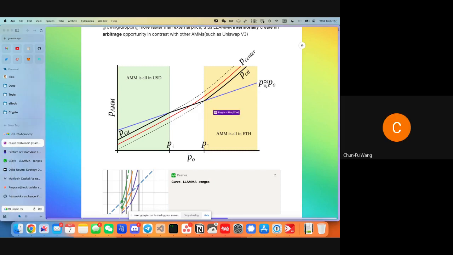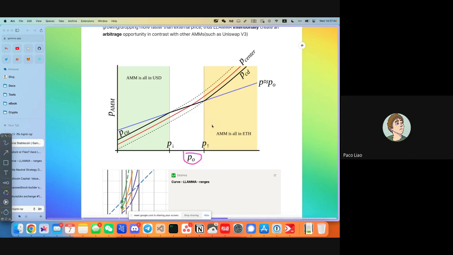But let me make sure. So you are saying that the market price of this AMM actually changes without any swap, right? Yeah. Okay, got it. Without any swap, if the external price changes, the market price will be changed. Got it. And okay, it's faster.